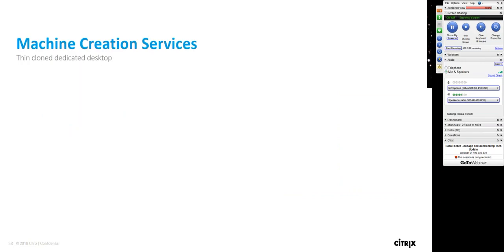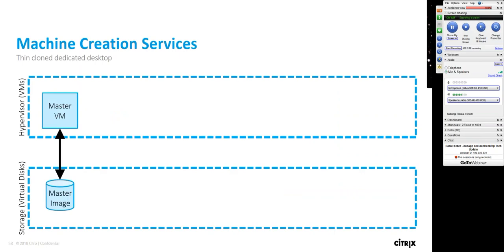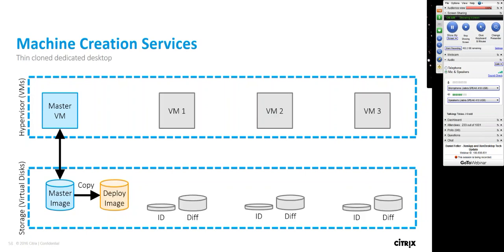Also looking at MCS, this is something new that was added into MCS with 7.11, which is out today. We're familiar with how MCS deploys images. You have this master VM and a master image. When you want to deploy new virtual machines, it makes a copy of that master image, which is now a deployable image. And that image then gets used for all of our different VMs.